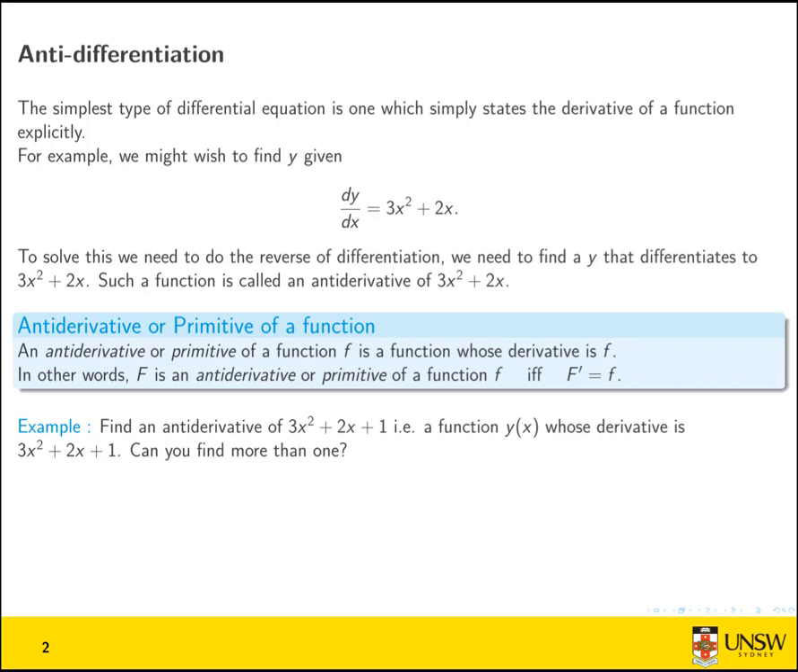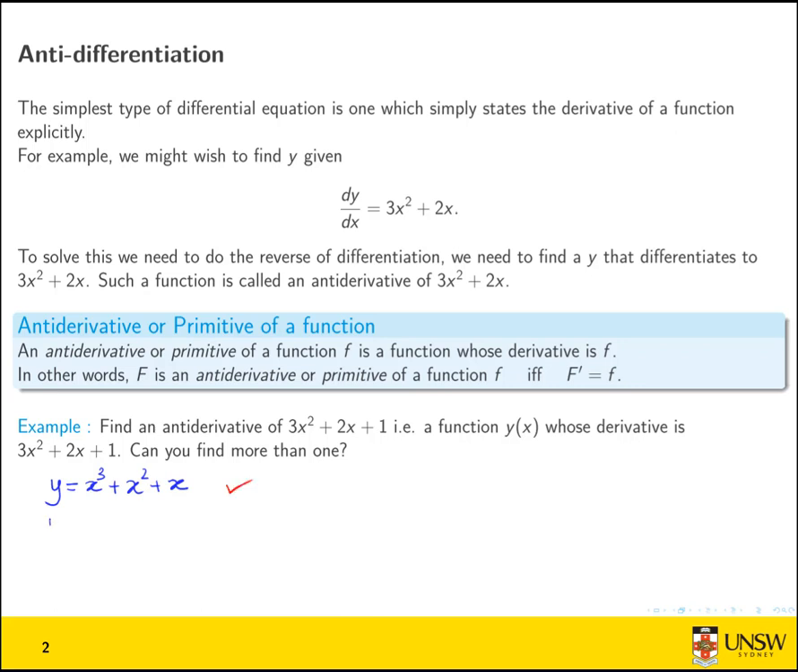Let's try that on an example. We want to find an antiderivative of 3x squared plus 2x plus 1. What that means is that we want to find a function whose derivative is 3x squared plus 2x plus 1. Can you find one? Can you find more than one? Maybe you want to pause the video and try? The first answer most people will have, they will recognize 3x squared as being the derivative of x cubed, 2x as being the derivative of x squared, and 1 as being the derivative of x. So clearly, this one works.